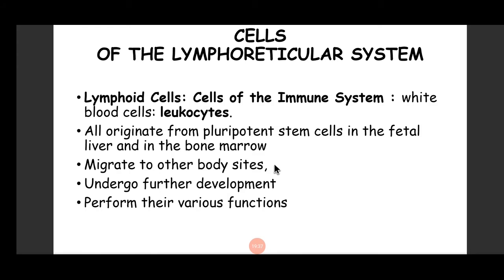These cells, lymphoid cells, are also called leukocytes or white blood cells. They originate from pluripotent stem cells in the fetal liver and bone marrow, and then they migrate to body sites like the bone marrow and thymus.